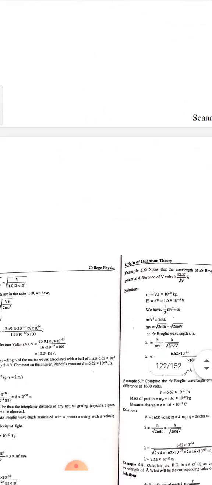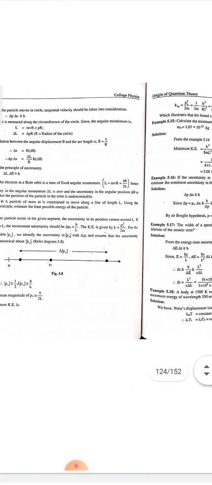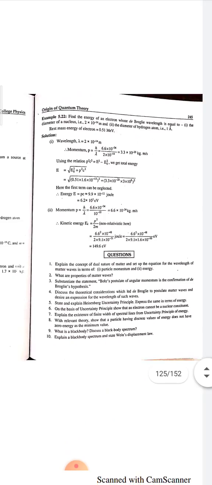Here are numericals solved on this Heisenberg uncertainty principle and the de Broglie wavelength, but we are not going into detail on this. We will directly move towards the questions.